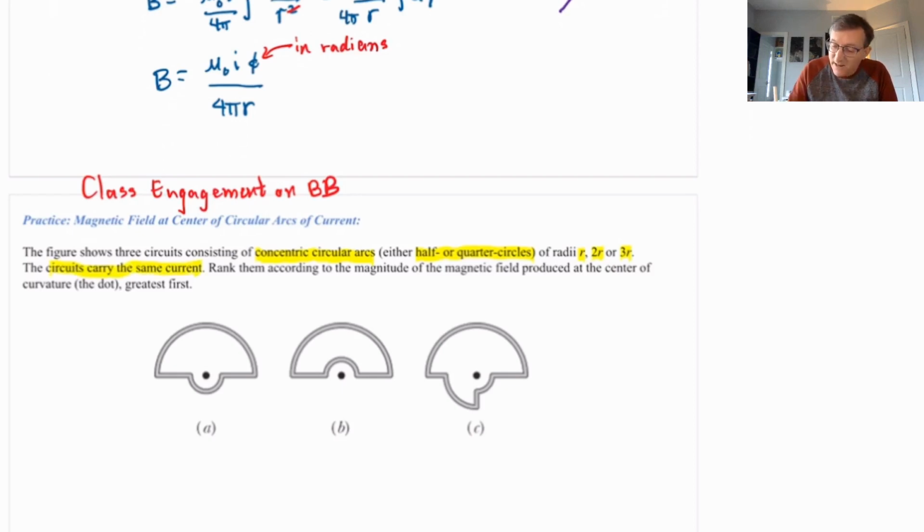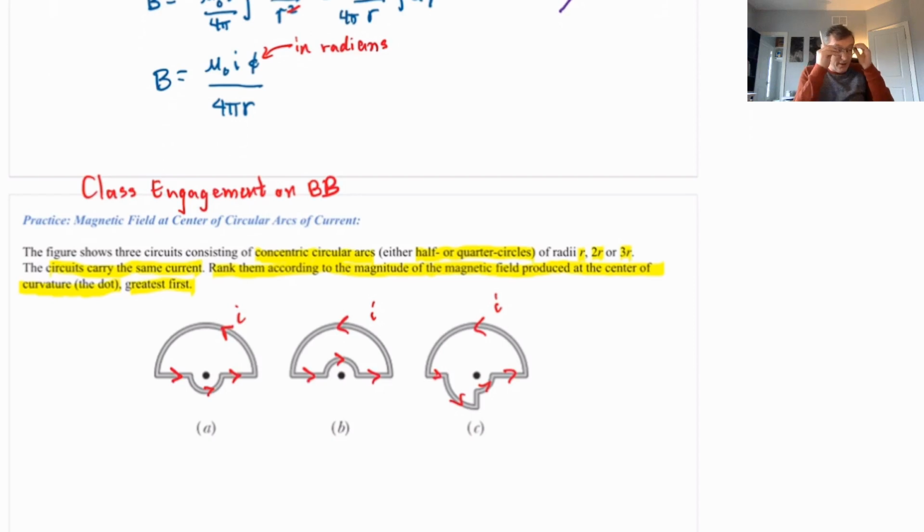And let's just say, for the sake of specificity, that in each case, the current I flows around in the sense that you see here, which would basically be counterclockwise. Same I. Okay? Our task is to rank the 3 circuits according to the magnitude of the magnetic field produced at the center of curvature, where the dot is, greatest to smallest.